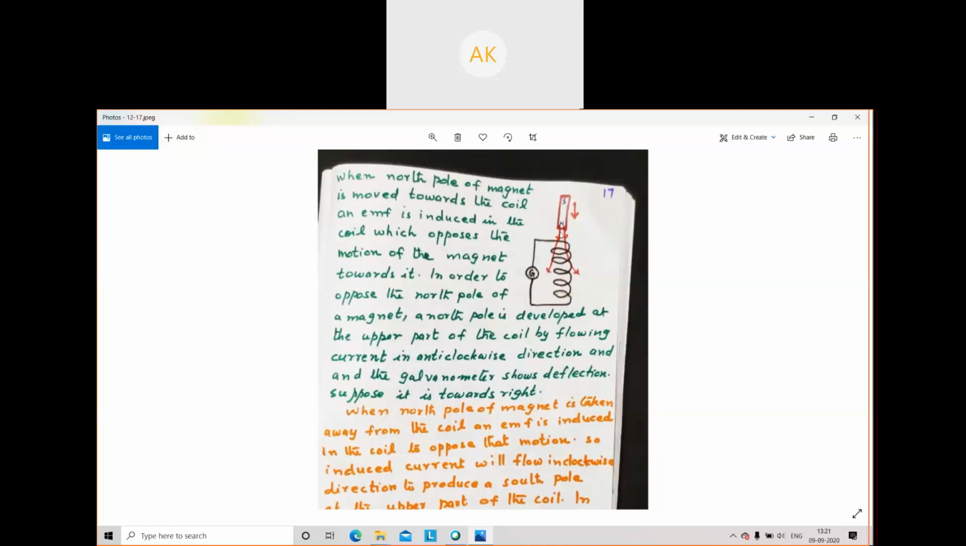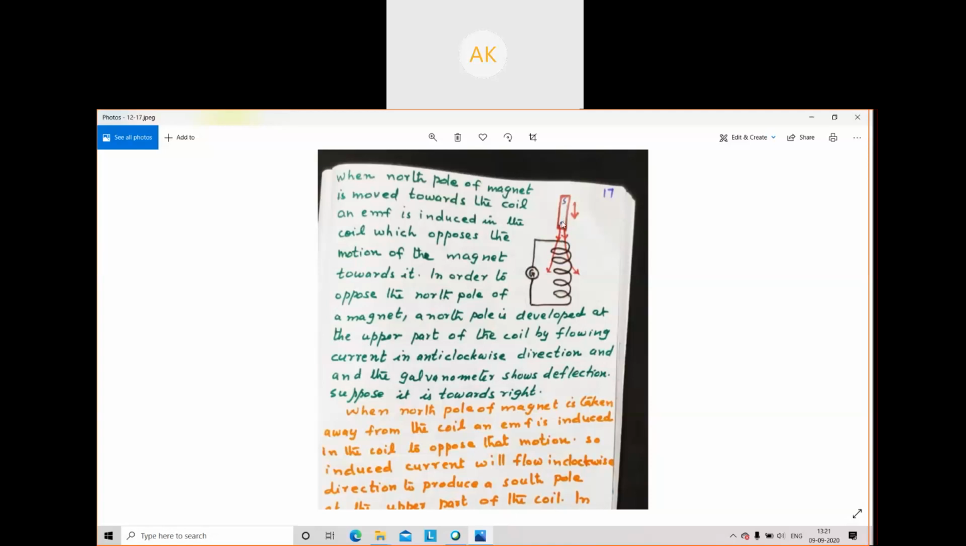So near the magnet side, facing the magnet, which pole will be developed? The pole developed is in such a way that it opposes the flux, that means it opposes the change in flux. How can it oppose the change in flux?